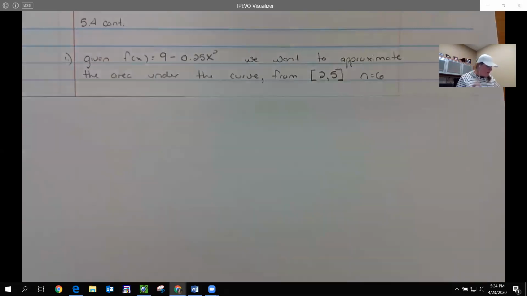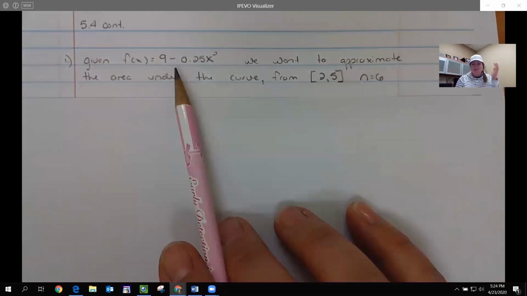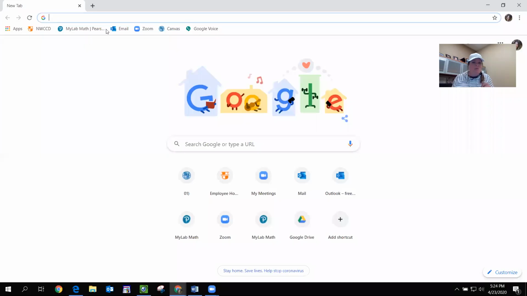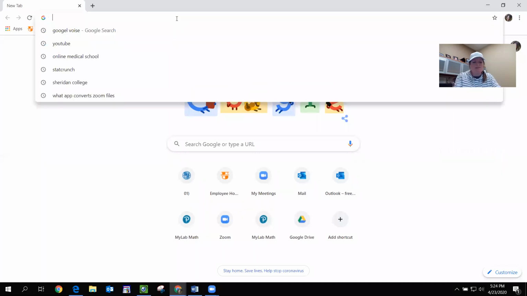Oh, wait, all right. What's my function? Oof, my function is 9 minus 0.25x squared. What am I going to do with that? Well, what I want to do is I'm going to go over here, open a new tab and bring it over. And I'm going to say, what does this look like, Mr. Desmos?